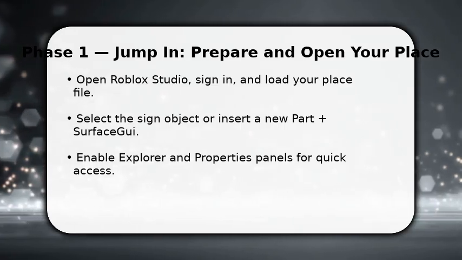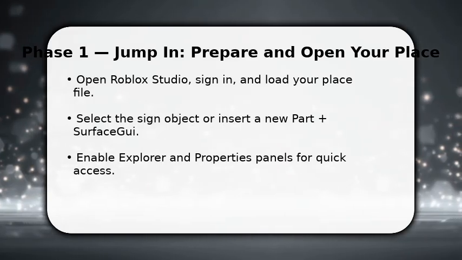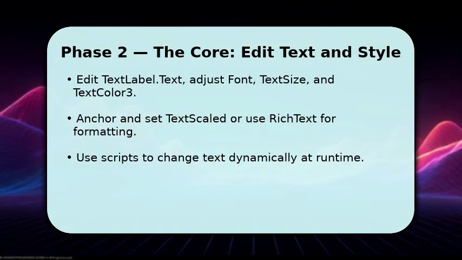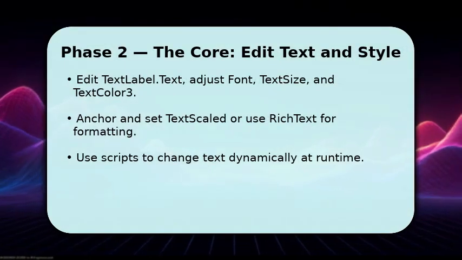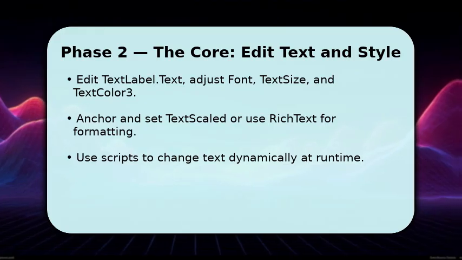Next, add a text label inside the surface GUI, set its size and position, and keep the anchor point consistent. This sets up the editable area for the sign. Now you edit the text label. Text property, type the words you want and adjust font, text size, and text color 3 to fit the sign.